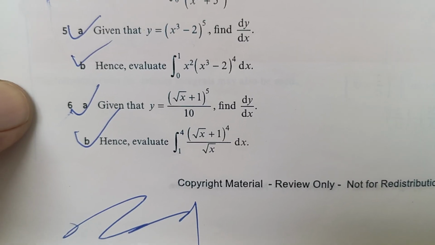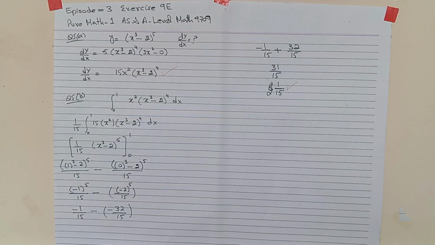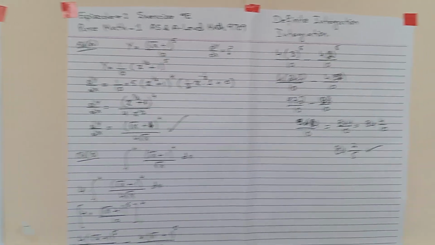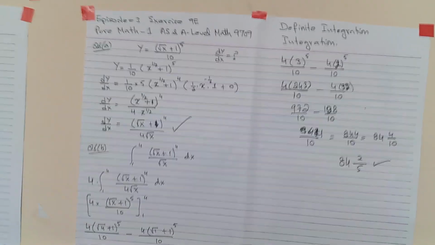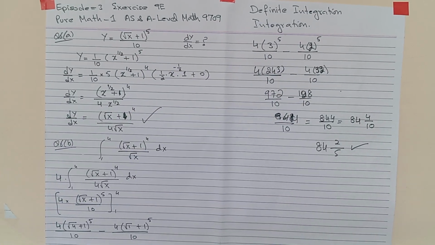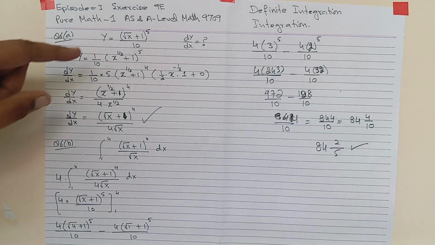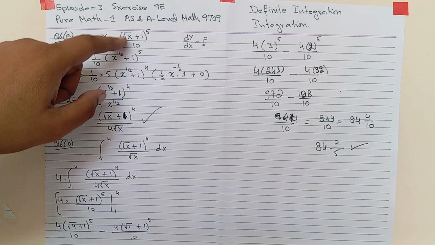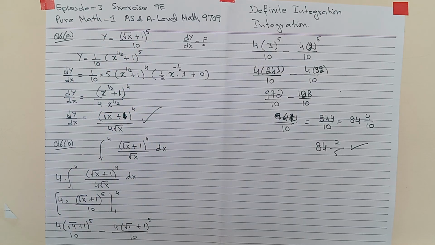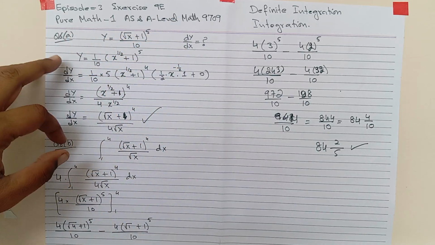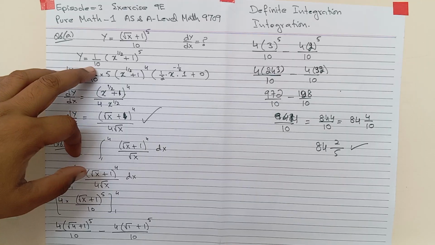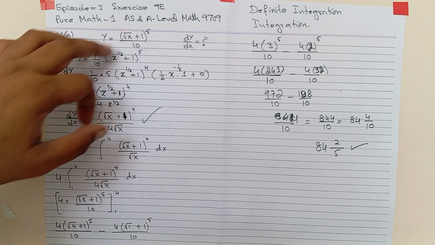So I'm going to attempt question number 6, and let me move my camera to that slide. So here we go. Now on your screen, question number 6 is showing up. You know that y is equal to (square root of x plus 1) whole raised to power 5, and the whole thing divided by 10. We want to find out dy by dx. So this is 1 by 10, you can write it like 1 by 10. And the square root means raised to power 1 by 2.